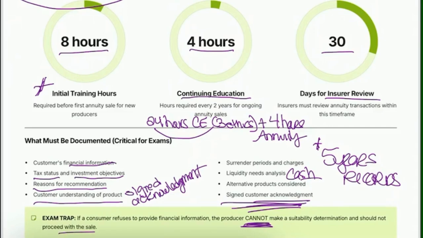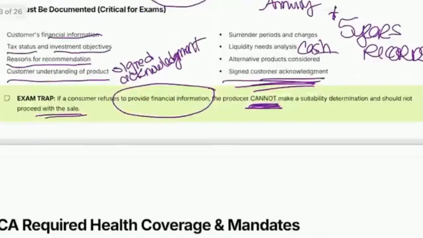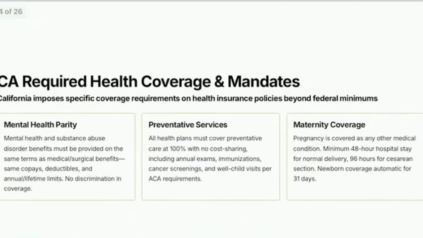Now moving on to the health portion. So if you are also sitting for the health exam or taking life and health together, these are some required health coverages and mandates when we're talking about laws and regulations for the California Life and Health Insurance exam. These are required health coverages, required health mandates. California imposes specific coverage requirements on health insurance policies beyond the federal minimums.